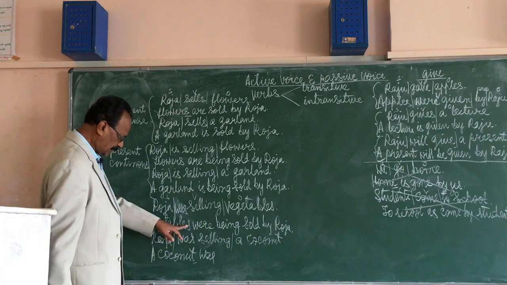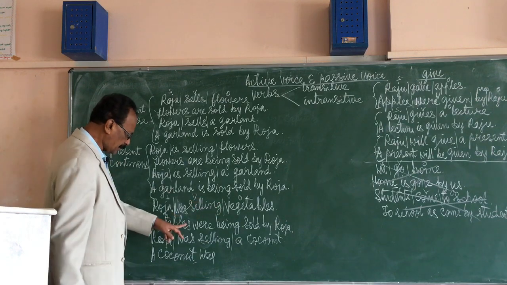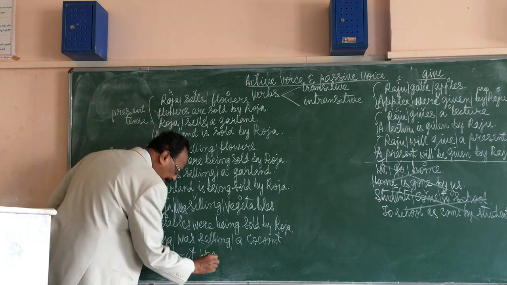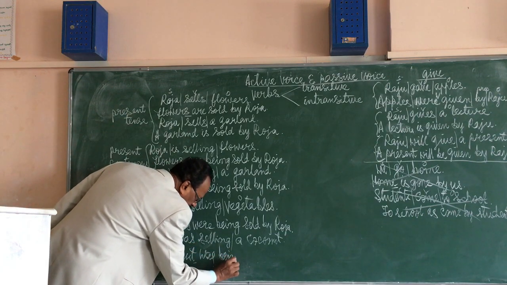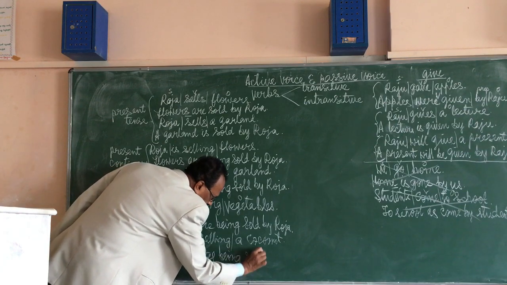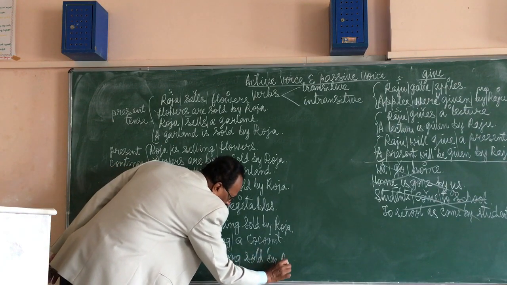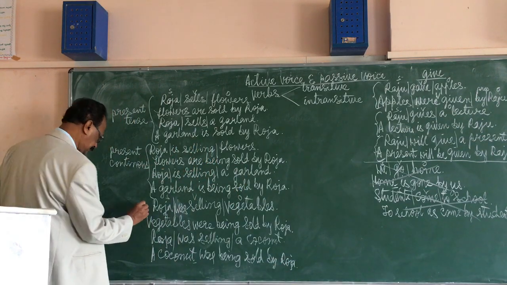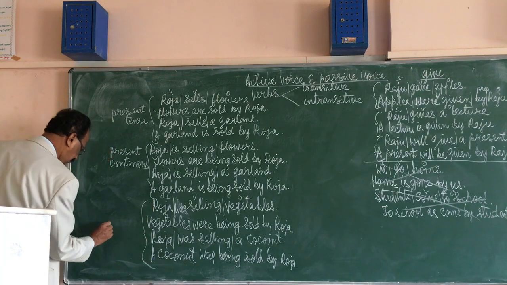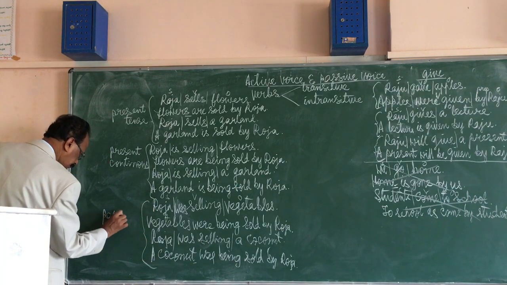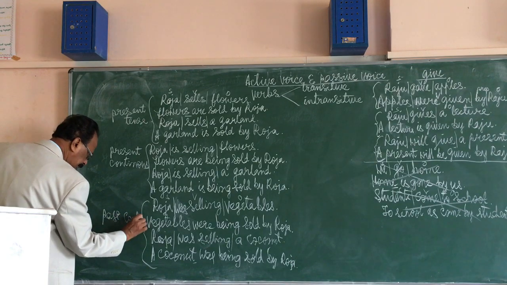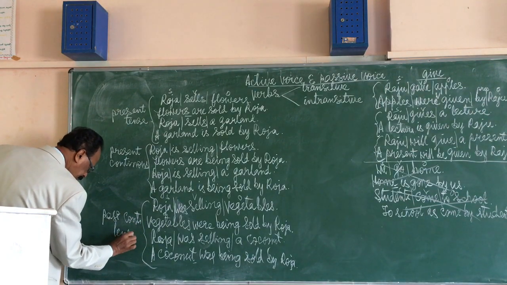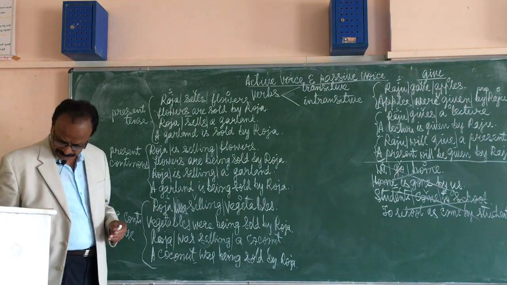See, vegetables is plural, so it becomes were. Coconut is singular, so was remains the same. Once again, being sold by Roja. A coconut was being sold by Roja. So this one is a past continuous tense.